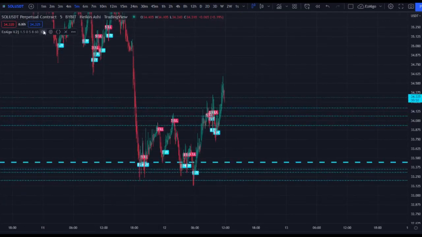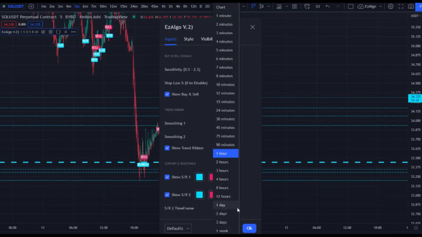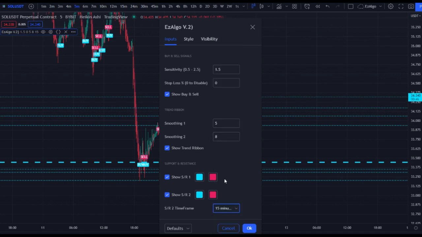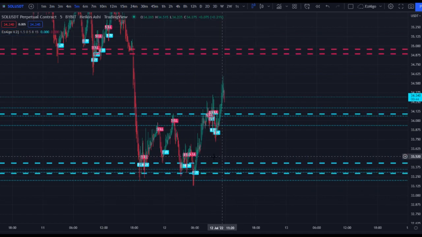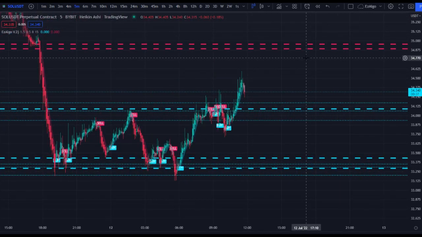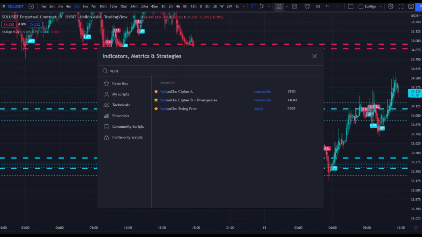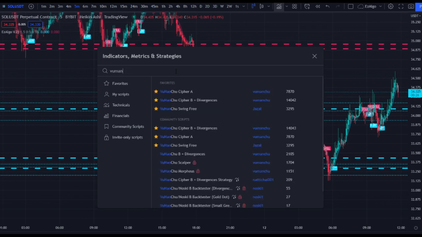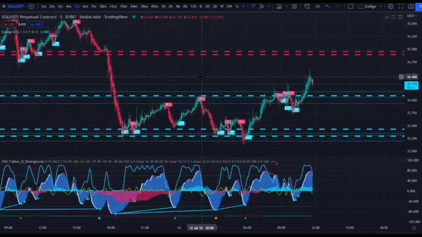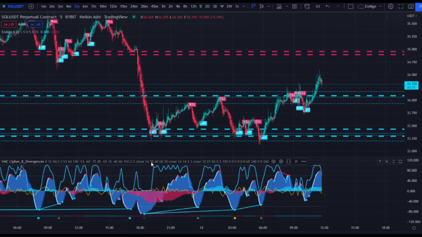But like I said, we're going to be using the 15-minute time frame for support and resistance too. And that's all that we're going to be using for the scalping strategy. Another indicator that we're going to be using is Fu Manchu Cipher B. Under community scripts, this is a free indicator, and I use it for the divergences as extra confirmation. And besides these two indicators, that's all you really need.